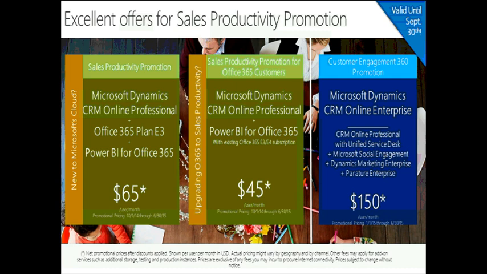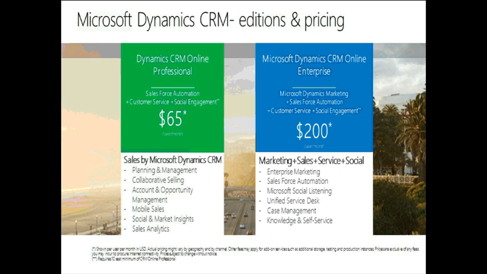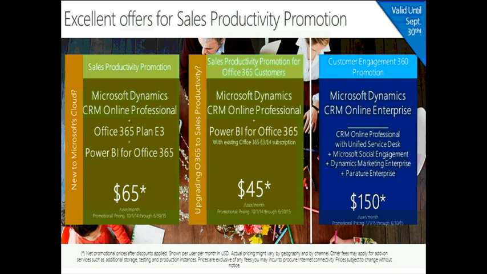I wanted to call out the first set of license numbers here, the $65 per user per month just for CRM. We actually have a sales productivity promotion going on through the end of September, and this has been going on pretty much all summer as well, so you may have seen it already. But you can get Dynamics CRM Online, the Office 365 E3 SKU, and Power BI all for $65 per user per month. So basically, paying for CRM Online, you get Office 365 and Power BI for free, if you look at it that way.